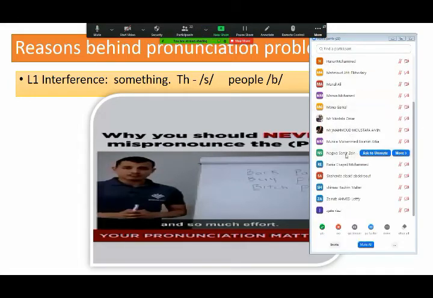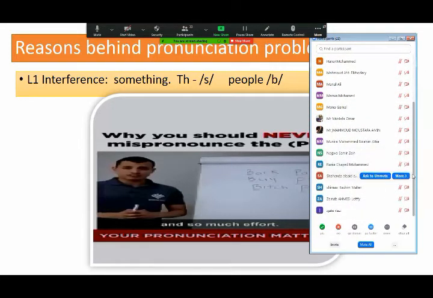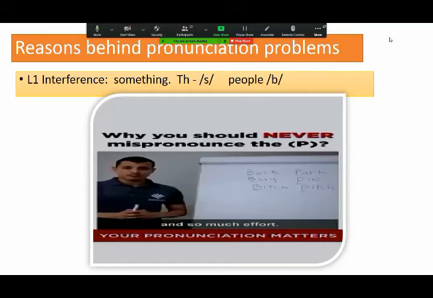So in the Egyptian dialect or standard Arabic, we don't say p. So a lot of people say people, not people. Okay? So this is concerning pronunciation, when we talk about pronunciation.